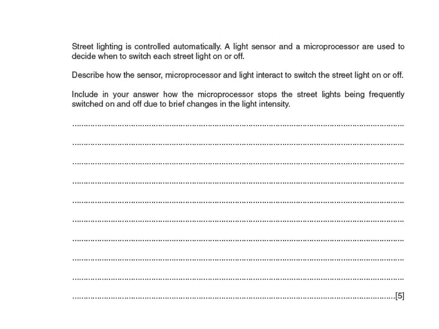Let's see, including your answer, let's see, describe. So let's get exam technique. Describe how the sensor, microprocessor and light and the switch, oh my goodness, there's a lot here. Microprocessor stops the streetlights being frequently switched on and off due to brief changes in light sensitivity. There is a lot here. This would probably take me longer to answer. So what I'm going to do is pause this and draw a flowchart.